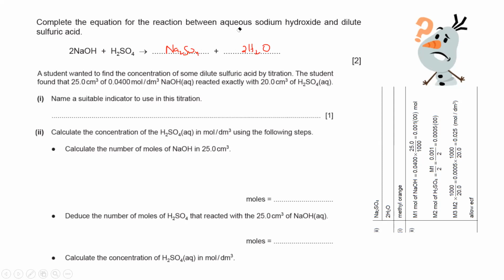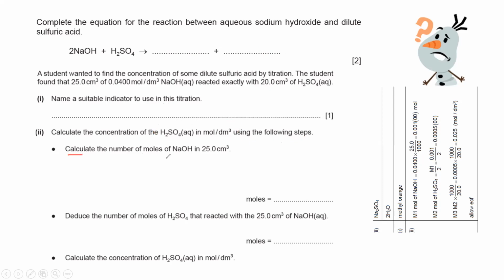We need the equation to solve the second part related to moles. In the second part, leave the titration as well, because that is related to acid too. Calculate the concentration of sulfuric acid. We have to calculate the concentration of sulfuric acid using the following steps. It's not like we will get the answer directly; we have to follow the steps to get this answer.